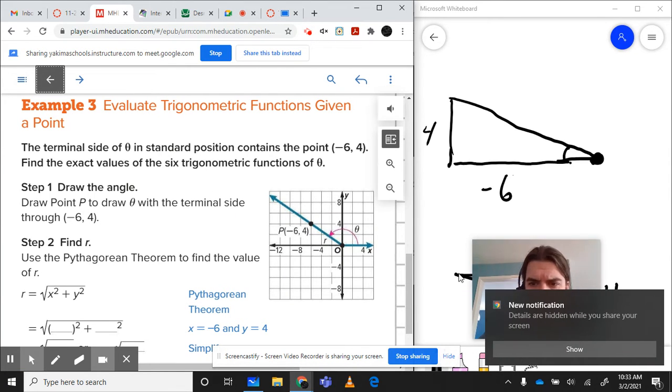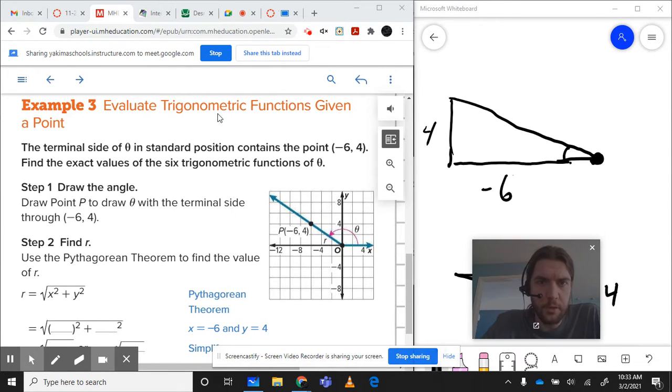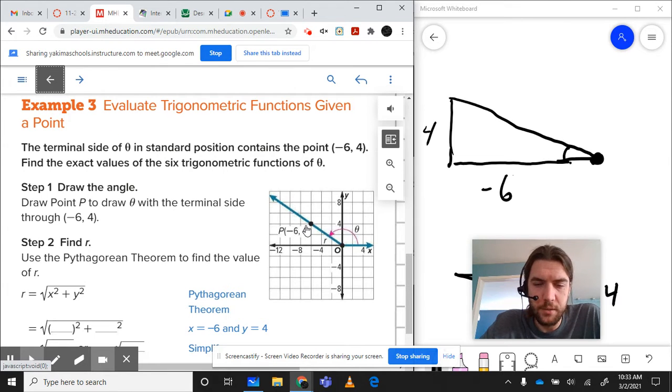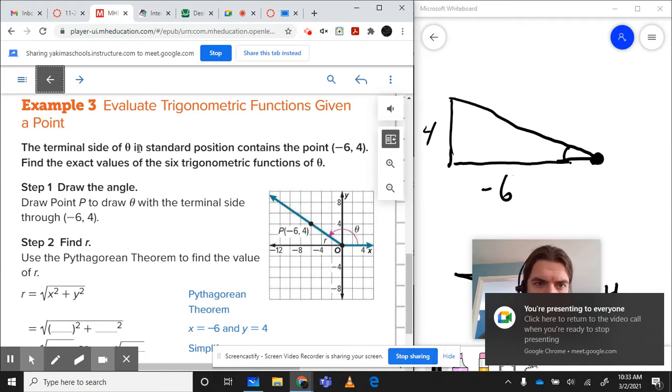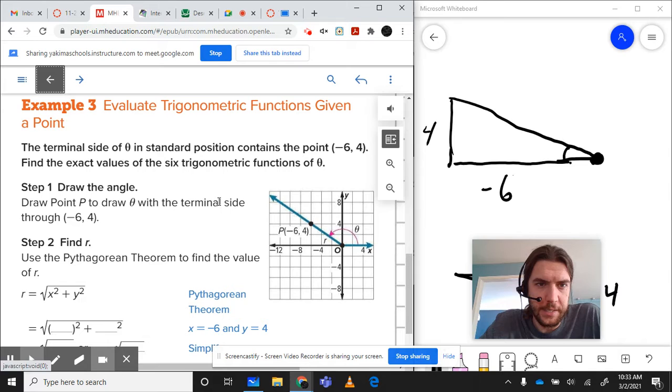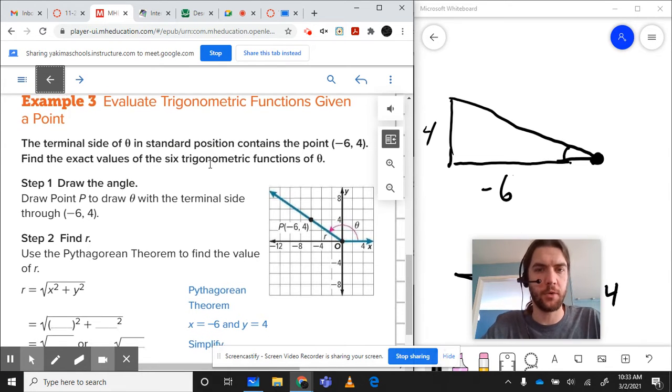Okay, so we're going to try out that strategy of evaluating a trigonometric function given some point along the terminal line. The terminal side of theta in standard position contains the point -6, 4. Find the exact values of the 6 trigonometric functions of theta.